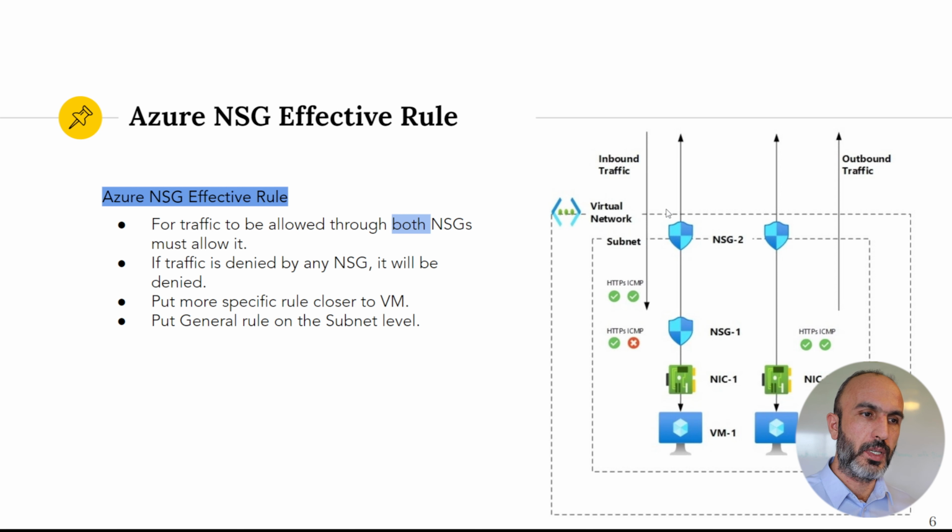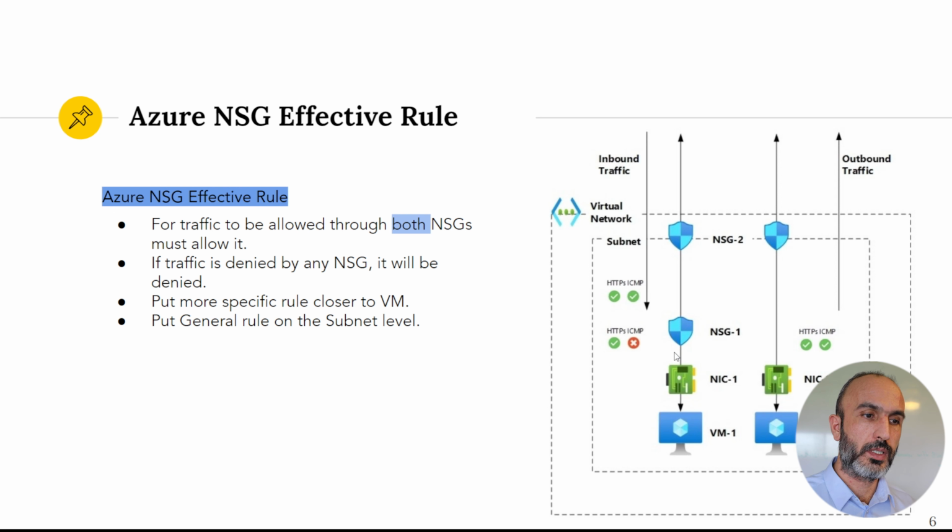For the inbound traffic, the subnet NSG is evaluated first. In this case, we've got two types of traffic: HTTPS and ICMP traffic, which is ping. NSG2 would have a network security rule to allow both types of traffic, so this traffic is allowed by NSG2. For VM1, we decided that we don't want the ICMP traffic. So on NSG2, we allowed the HTTPS traffic, but denied the ICMP.